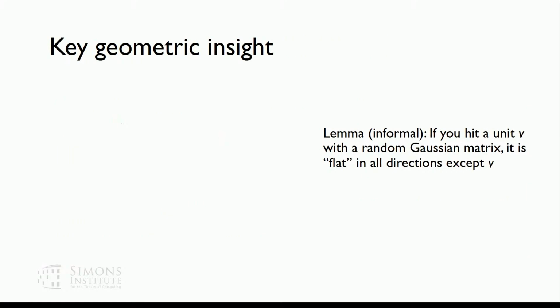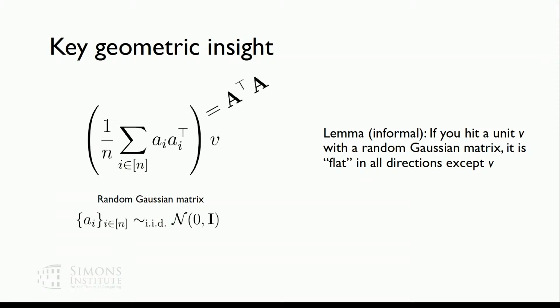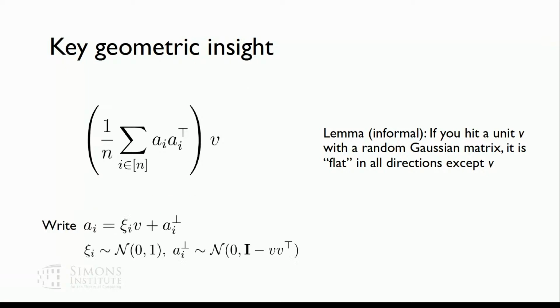Okay, so this is where our key geometric insight comes into play. The punchline is, if you hit a unit vector v with a random Gaussian matrix, all directions other than v are flat. So what does that mean? Suppose, abusing notation, I let the rows of A be 1 over root n times a_i. If you hit v with a random Gaussian matrix, all the a_i are IID Gaussian.